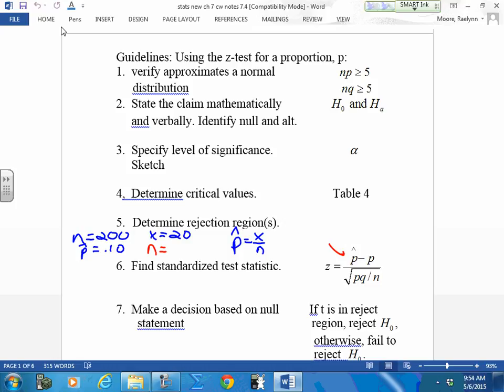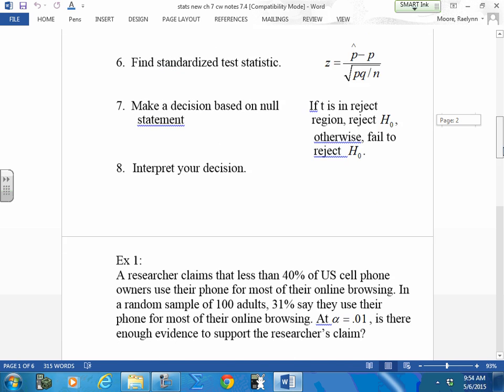This should say z. If z is in the reject region, reject, otherwise fail to reject H0. Make sure you use the H0. Make sure you shade. You can find your p-val because you have a z-score table, so you can find your p-val associated with that z-score if you so desire to use the p-val and interpret.